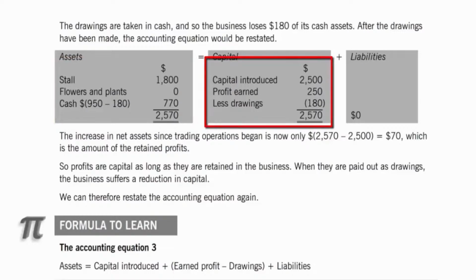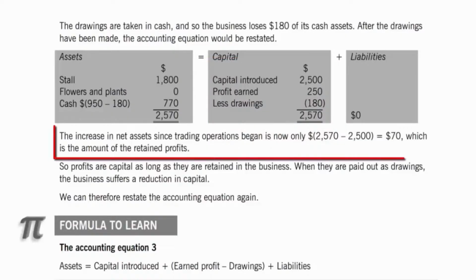On the capital side, we see how the drawings impact the owner's equity or net assets. Here's how it breaks down. Capital introduced by Neelam at the beginning, $2,500. Profit earned by the business on July 3rd, $250. Less drawings, amount taken out by Neelam, $180. After subtracting the drawings, we end up with a total capital of $2,570, which matches the total assets of the business.